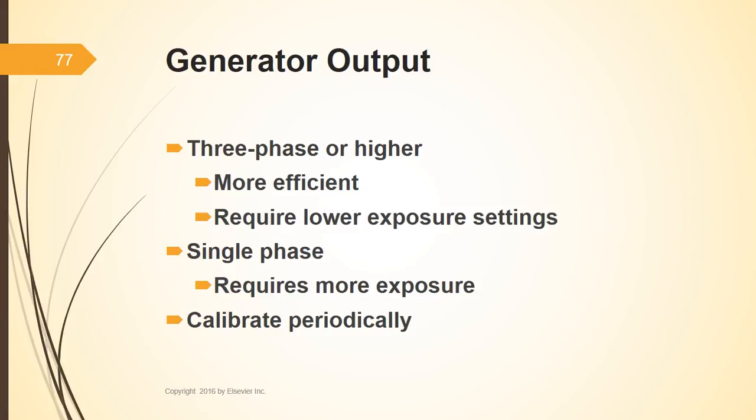But let me see if I can give you an example without you seeing it. If you took an image of someone's knee and you have a single phase generator, you're going to need more mass than if that generator was a 3-phase. So it requires more exposure, that means more mass. So, in addition, generators must be calibrated periodically to ensure they're producing consistent radiation output. And we'll talk about generators in general later, and then those different tests that come along with that. Okay?